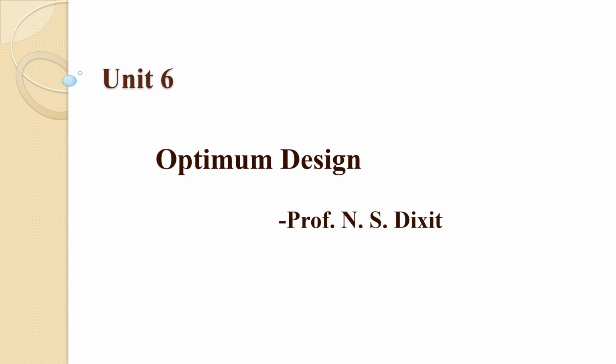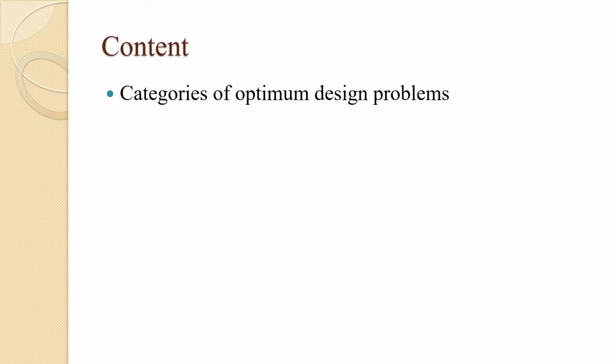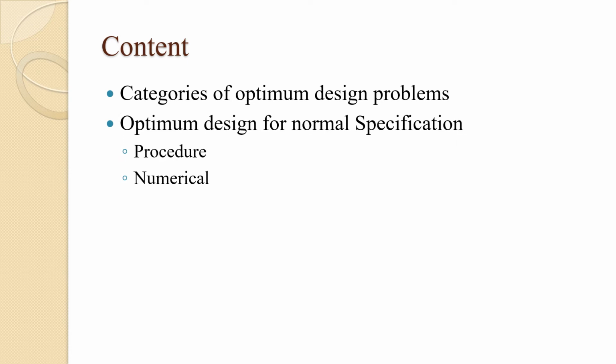Today I'm going to explain some other topics regarding optimum design. In the first part, we already saw the introduction of optimum design, classification of design parameters, and the introductory part of Johnson's method for optimization. Now the next part's content will be categories of optimum design problems and optimum design for normal specification, in which we will see the procedure and a numerical.